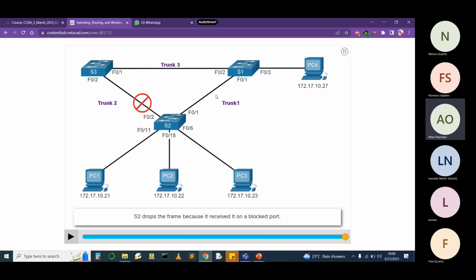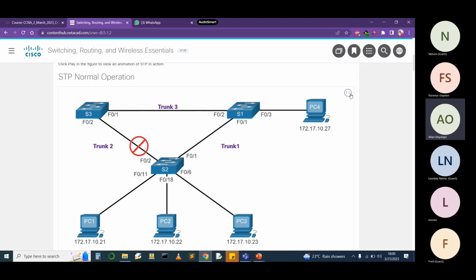That is the work of spanning tree protocol, to prevent those broadcast storms and the layer 2 loops, especially the layer 2 loops. Now, what if someone turns off, using the command we have learned, shutdown? What if someone shuts down F01 of S1 or the one on S2, so that this link here is blocked? What is spanning tree going to do?